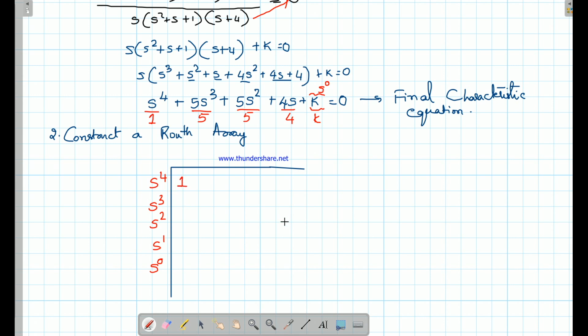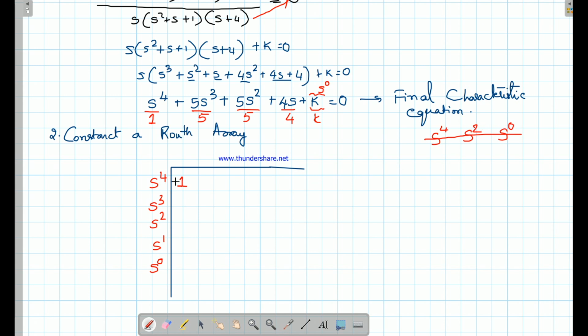Okay. S power 4 coefficient is 1. The next coefficient for the s power 4 row: every coefficient will jump 2 times. It means that when we take a particular row, if the coefficient of s power 4 is the beginning, then the next coefficient we enter will be s power 2 and the next coefficient will be s power 0. So you are going to jump 2 times every time. When it is even, you do an even jump of 2, and if it is odd, you do a 2 times odd number jump.